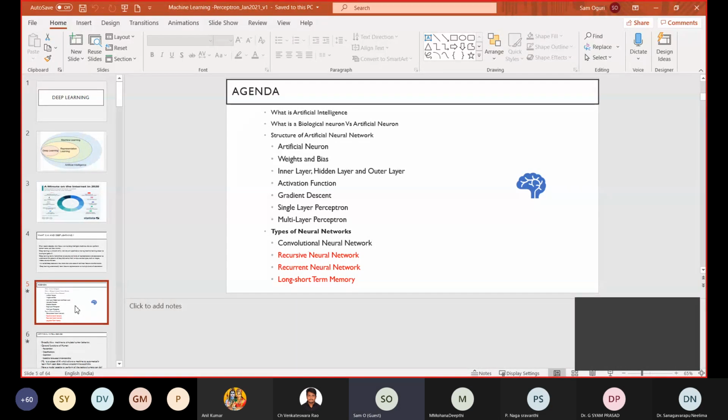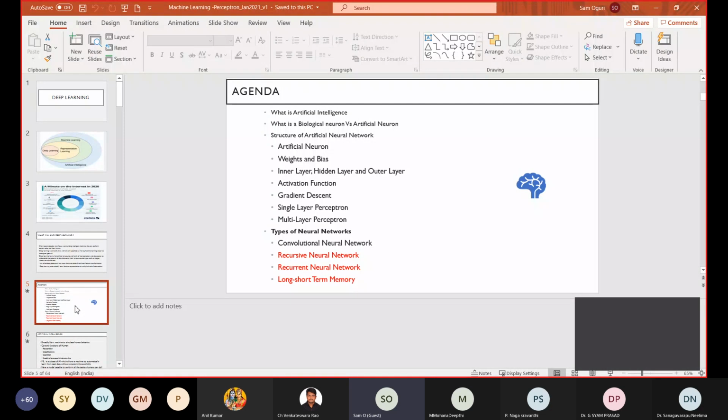And then we talk about the layers. When I say layers, what is a hidden layer, what is an outer layer, and what is the output layer. And then we can talk about the activation functions. As you know, activation functions are crucial for any neural network to perform well. And then we have gradient descent. Then finally, we will talk about a single layer perceptron and a multi-layer perceptron.